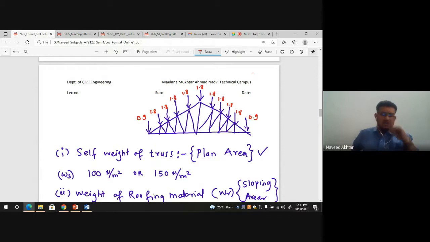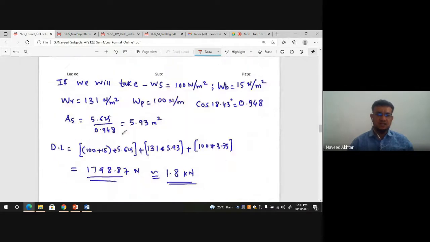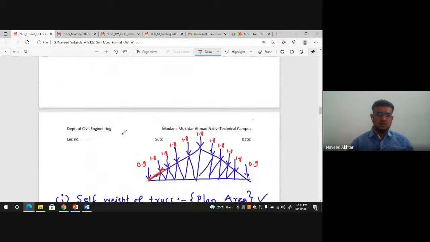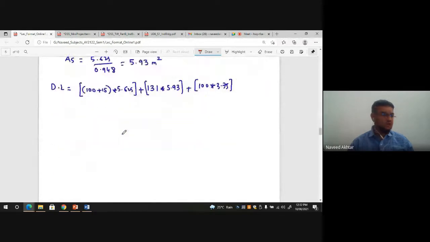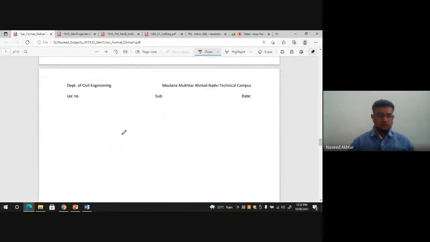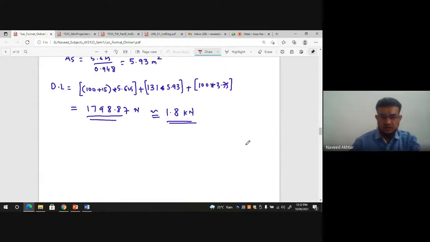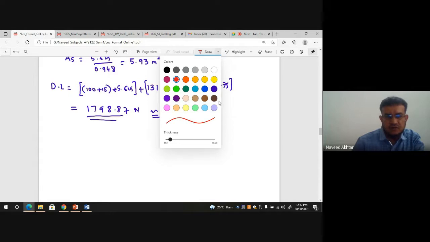Because this panel area is only the half portion considered. If you consider this, it will be half from here and half from here. So that's why at the ends the load will be half. Okay? So you can calculate the diagram. So this is the load coming. Similarly we can find out for the second part of your load calculation.